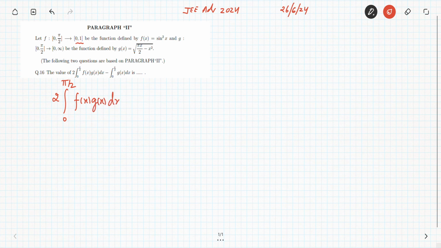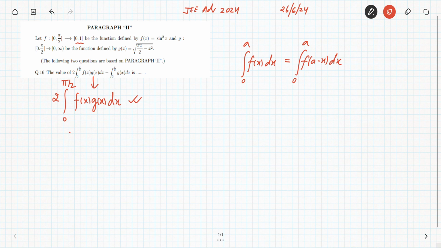Now one property that should immediately strike any student here is, if it is given the integral from 0 to a of f(x) dx, then we can write it like this: the integral from 0 to a of f(a minus x) dx. Many a times questions have been asked from this particular property in JEE. Nearly every time one or two questions are asked based on this property. So how we are going to use it is, in this particular expression, let us first evaluate this one.